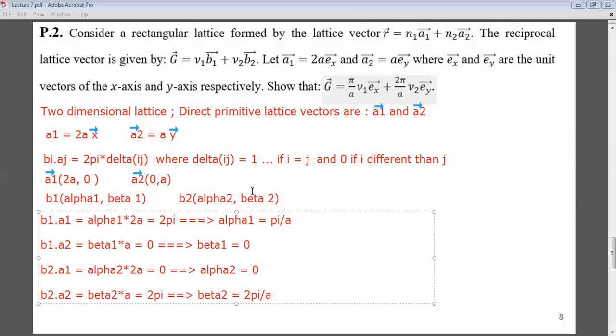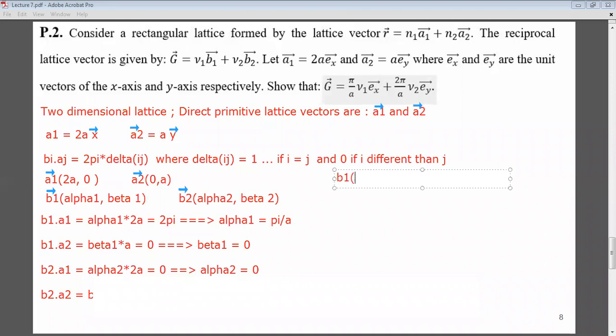Okay, so I got all the components of B1 and B2. So let me write it over here. Now I have vector B1 as a vector, the components are pi over A, 0, right? And B2 as a vector, 0 and 2 pi over A.